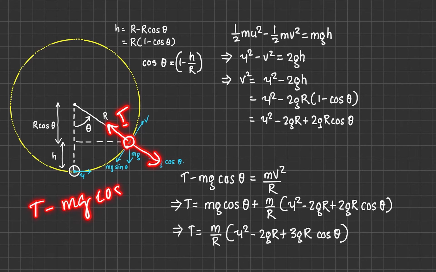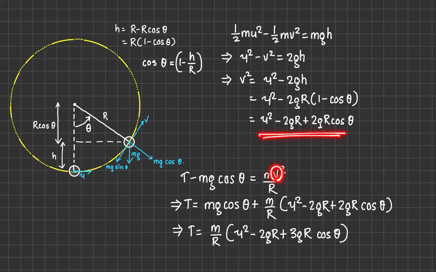This provides the necessary centripetal force, T minus mg cos theta. This T minus mg cos theta provides mv square by r. So if we open this equation and put the value of v here, we get the general expression for tension at any point in this motion. So this is the general expression for velocity and tension.